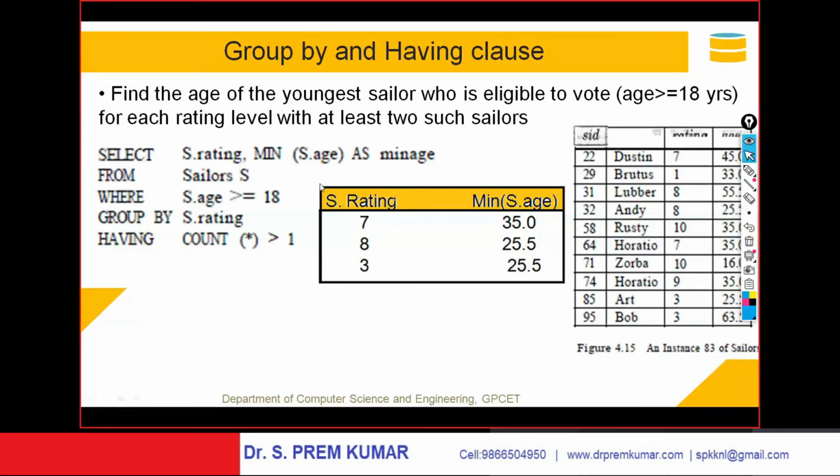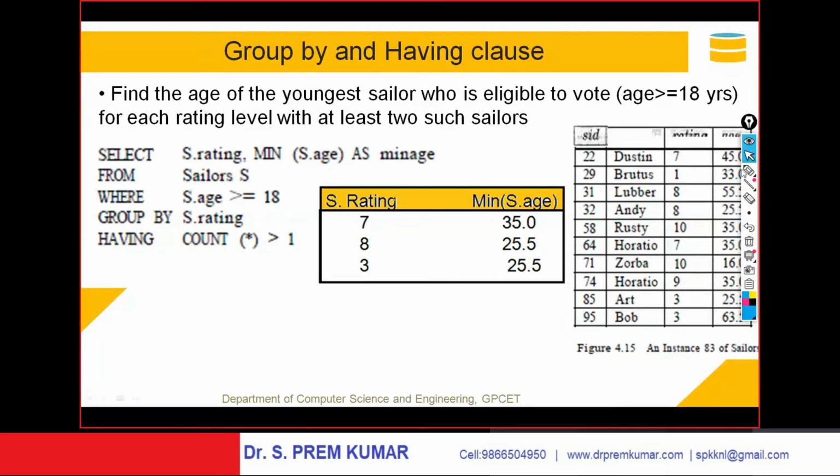Observe this: select rating, minimum age. In every rating level, I want the minimum age sailor from sailors where age is greater than 18. Their age should be greater than 18.